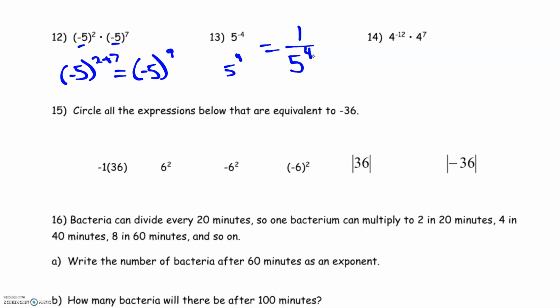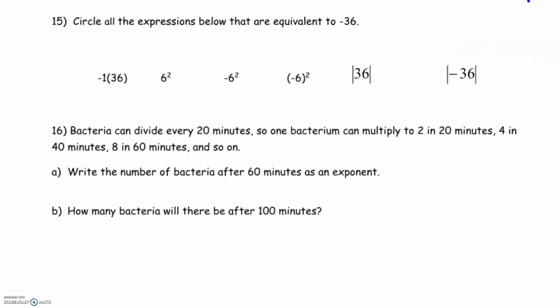Next we have question number 14, and we have the same base, but on top of that, we need to find the sum of their exponents, and that's equal to 4 to the negative 5th power. And since we're going to be giving you the exponential answer, it becomes 1 over 4 to the 5th power.